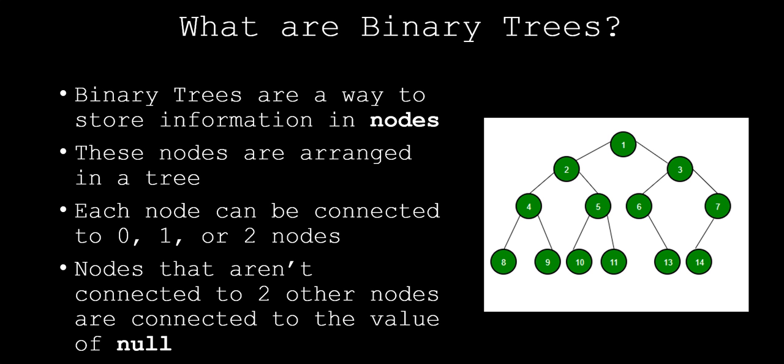As you notice, each node can be connected to one node. As you can see here, it's only connected to 13. Or two nodes, as you can see, one is connected to both 2 and 3, or it can be connected to 0 nodes, as you can see on these bottom numbers. Nodes that aren't connected to other nodes are actually connected to the null value, which signifies that there's no other value attached to it. So here you can see in the 6, the second value is going to be null. And additionally on the bottom, the other values are null.